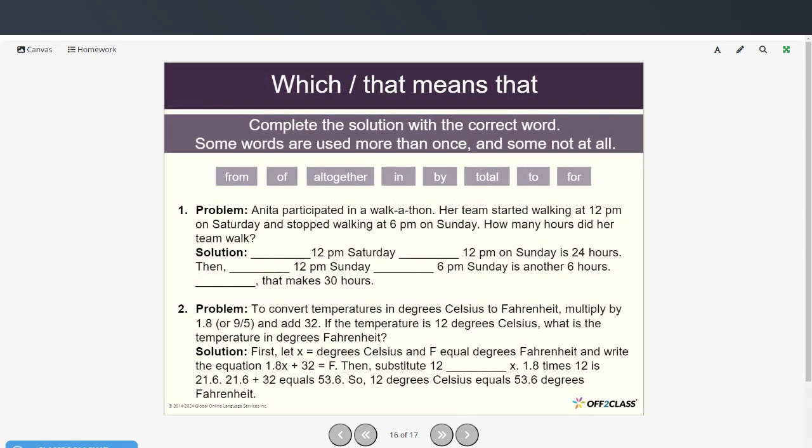Now complete the solution with the correct word. Some words are used more than once and some not at all. Again, you can try this on your own and then restart when you're ready to check the answers.